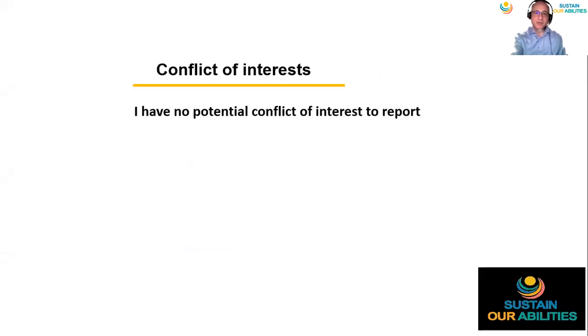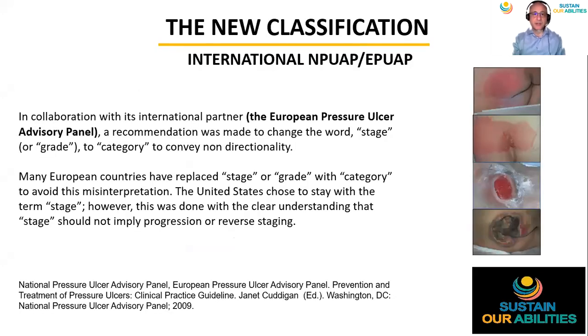I have no potential conflict of interest to report, and I will start with the new classification. In collaboration with its international partner, the European Pressure Ulcer Advisory Panel, a recommendation was made to change the word stage or grade to category to convey no directionality. Many European countries have replaced stage or grade with category to avoid this misinterpretation. The United States chose to stay with the term stage. However, this was done with a clear understanding that stage should not imply progression or reverse staging.